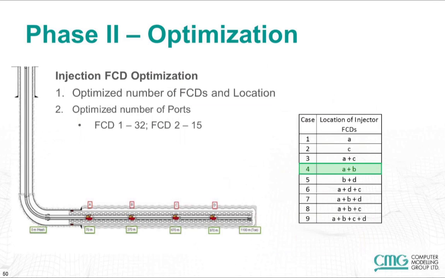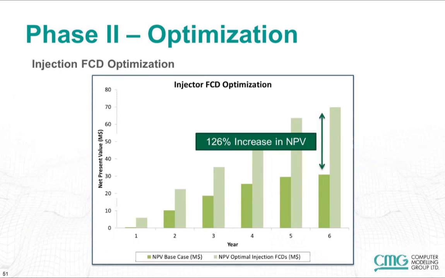On the injector well, as you can see, first the authors optimized the number of FCDs and the locations of FCDs. The optimal case is case 4, and as you can imagine, this promotes the steam chamber growth closer towards the heel. The overall result or the impact of this optimization was a 126% increase in NPV.